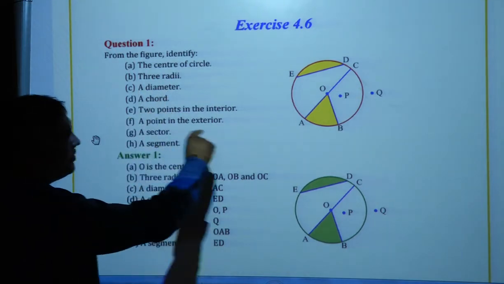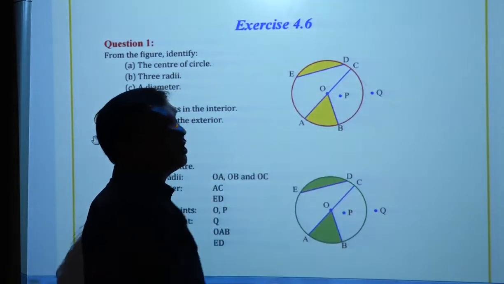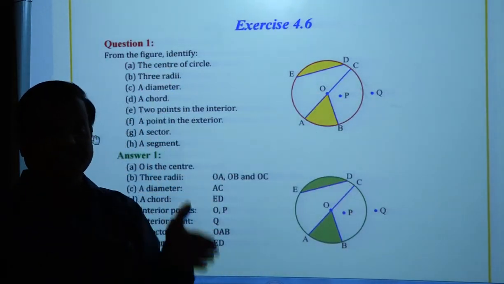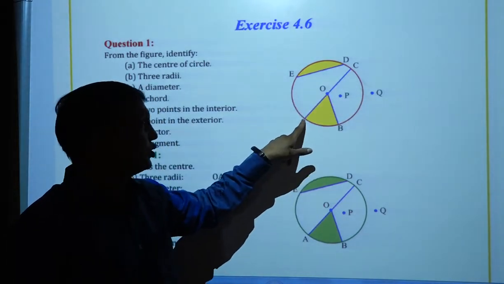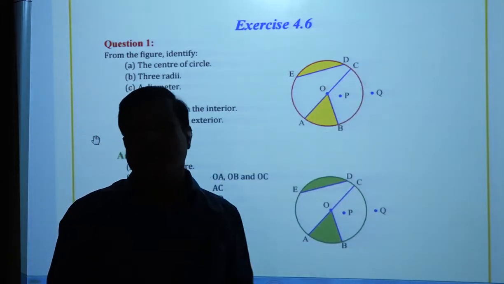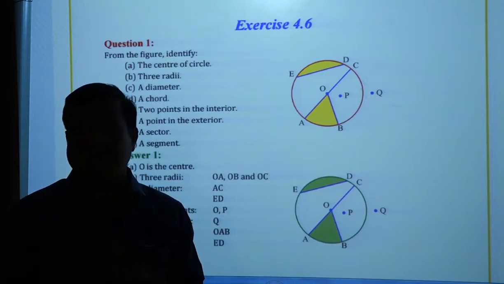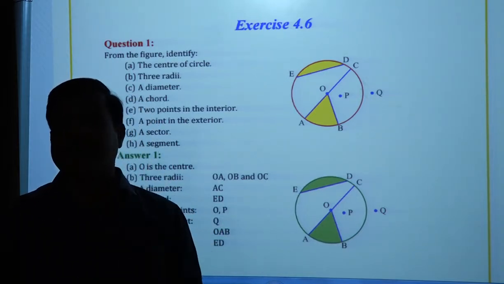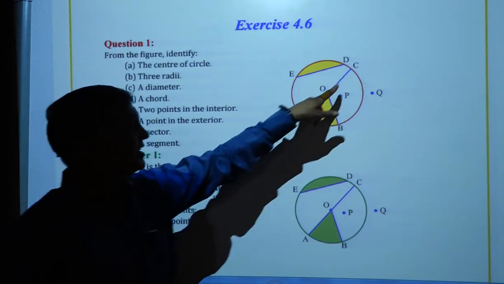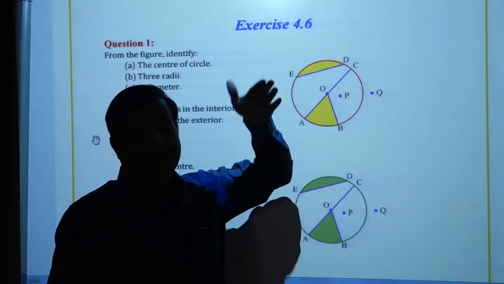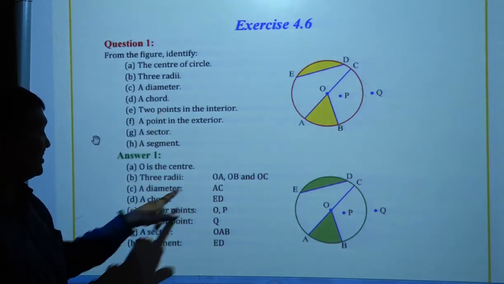Diameter. Diameter means a line which goes through the center, connecting one end point to another end point of a circle. This is the diameter. So AC is a diameter. So radius is half of the diameter. रेडियस जो है diameter का आधा होता है और diameter जो है radius का double होता है. Diameter is double the radius and radius is half of the diameter. So what is the diameter? AC is the diameter and ED is the chord.